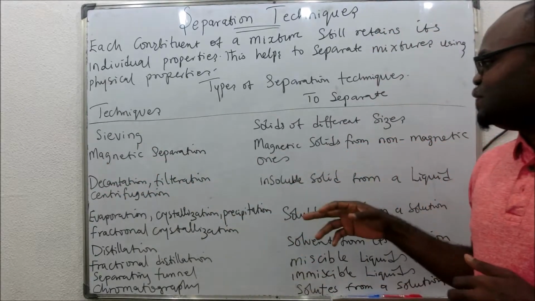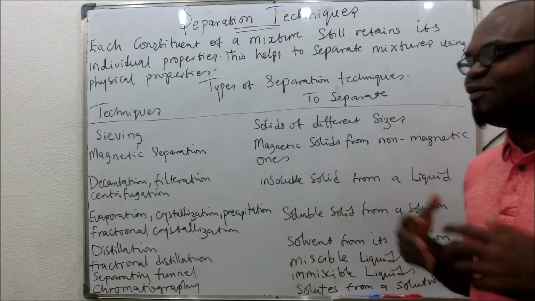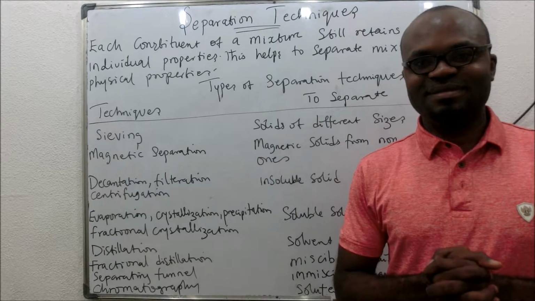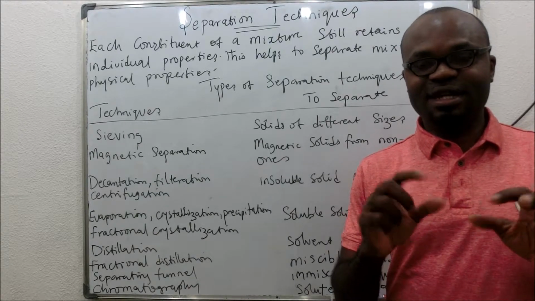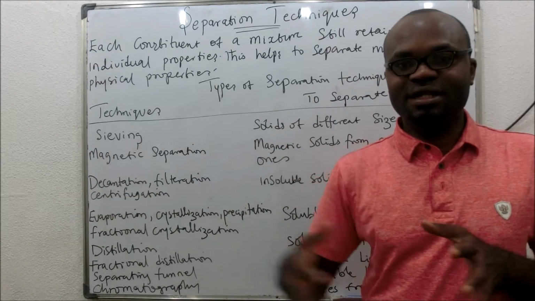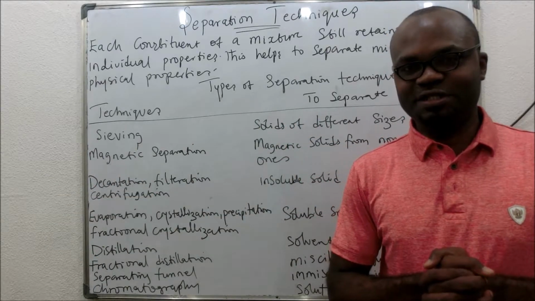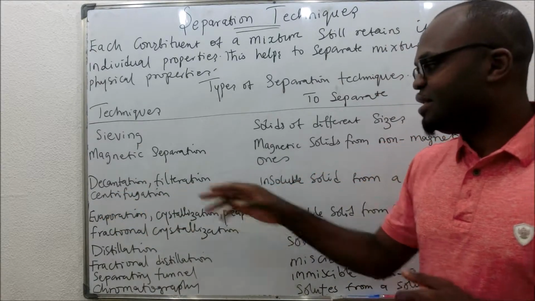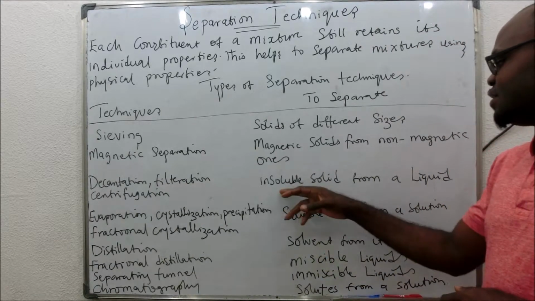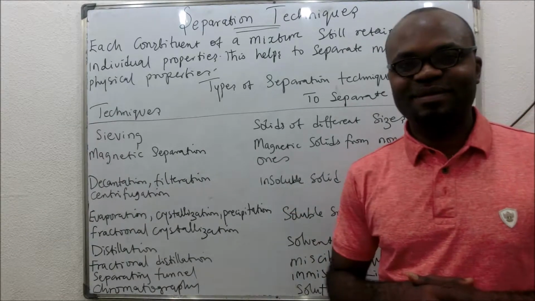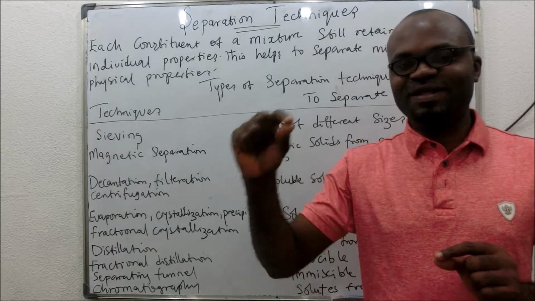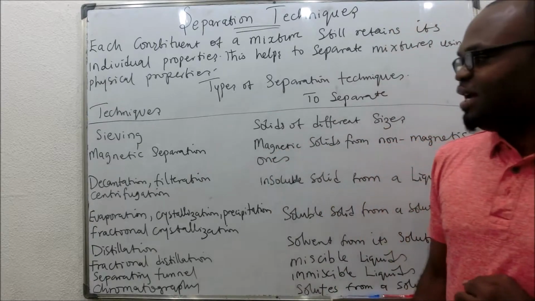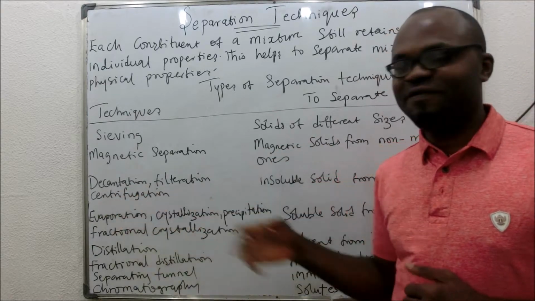Magnetic separation is used whenever you have magnetic solids and you want to separate them from non-magnetic ones, as in steel. So whenever you have metals that are magnetic and you want to separate them from non-magnetic ones, you use magnetic separation. We have decantation, filtration, and centrifugation. And these techniques can be used to separate an insoluble solid from a liquid. So whenever you have an insoluble solid, a solid that cannot dissolve in a liquid, you can separate it from the liquid using either decantation, filtration, or centrifugation.